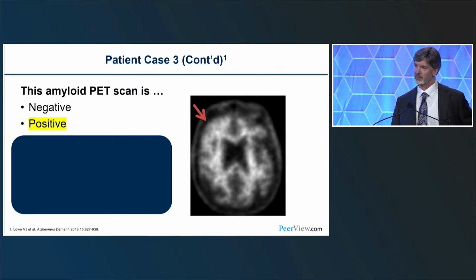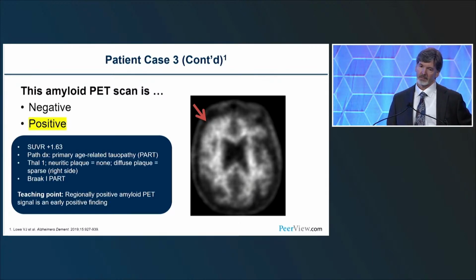So this is a positive PET scan. Why? Because of regional positivity. I like to see this in a couple of adjacent slices. You can get in trouble if you look at the inferior part of the frontal lobe and just that alone. You want to look at a few slices to make sure you're not seeing some version of white matter that's confusing you. So make sure you see it in a few slices.